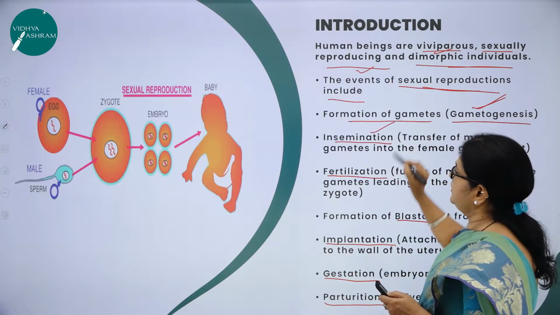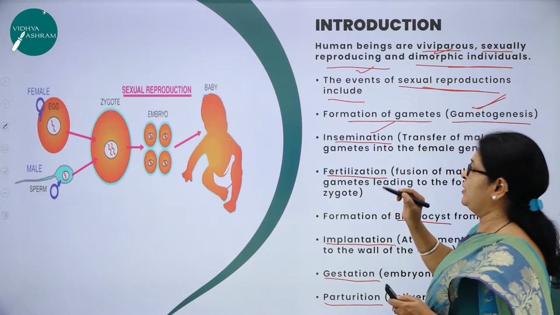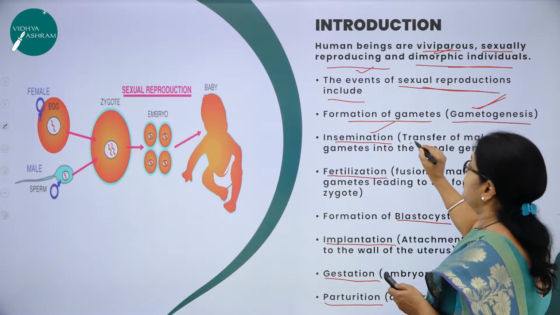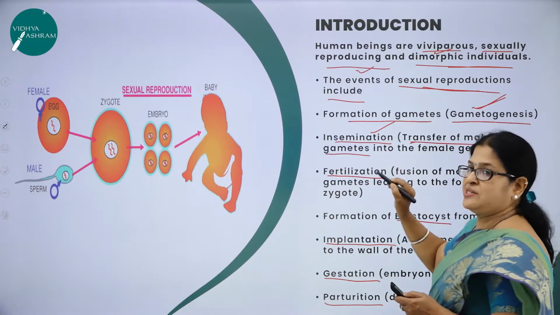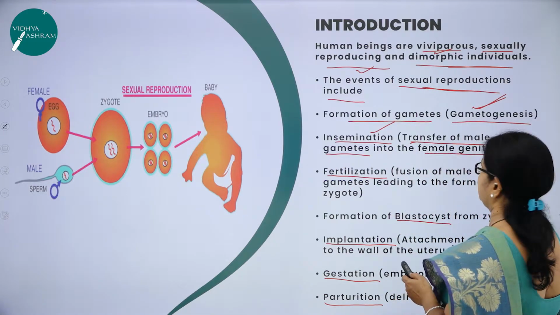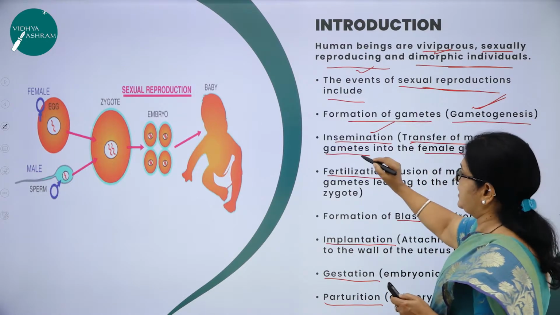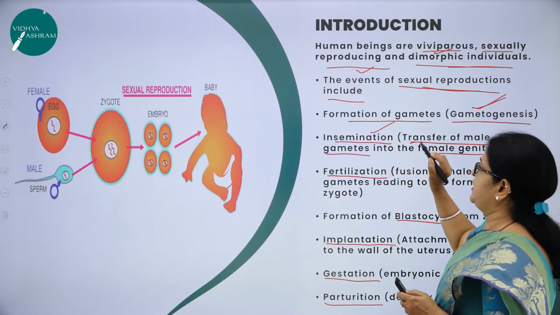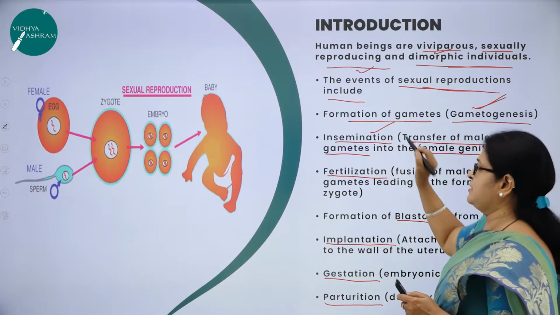Next, very important is insemination. What is insemination? You have studied it in chapter 1. Transfer of gametes is very important. Insemination is nothing but the transfer of the male gamete, that is the sperm, into the female genital tract. So what is insemination? Transfer of male gametes into the female genital tract is called insemination. So the first event is gametogenesis, the second event is insemination.